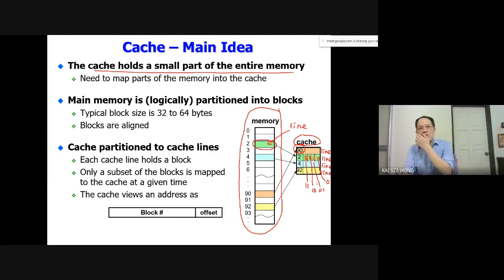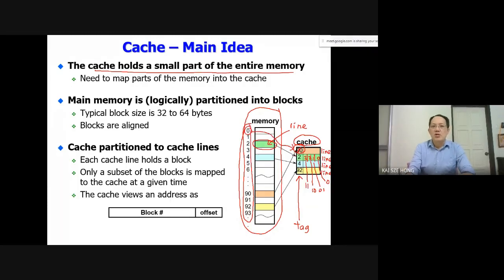So whenever you need to access the memory, what the computer does is copy one block to one line in the cache. And inside the cache, there is one extra thing here. We call it a tag. This tag is to label which block inside the memory you are referring to. For example, let's say I copy block 0 to here, then definitely I have to put the 0 over here. So typical block size is 32 to 64 bytes.